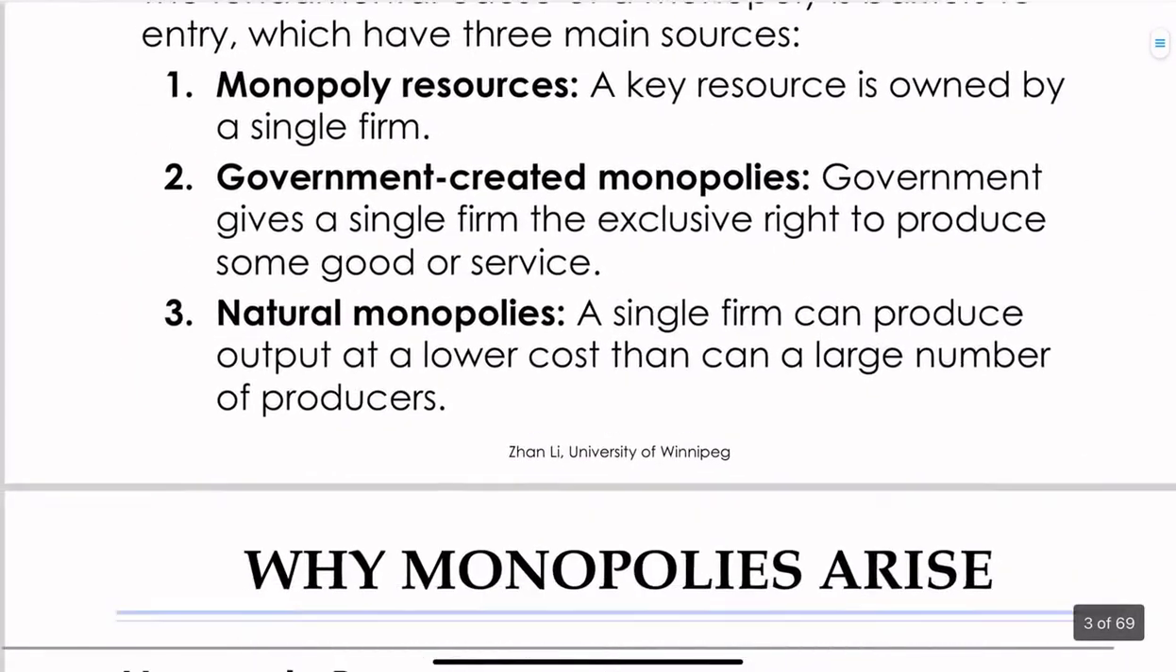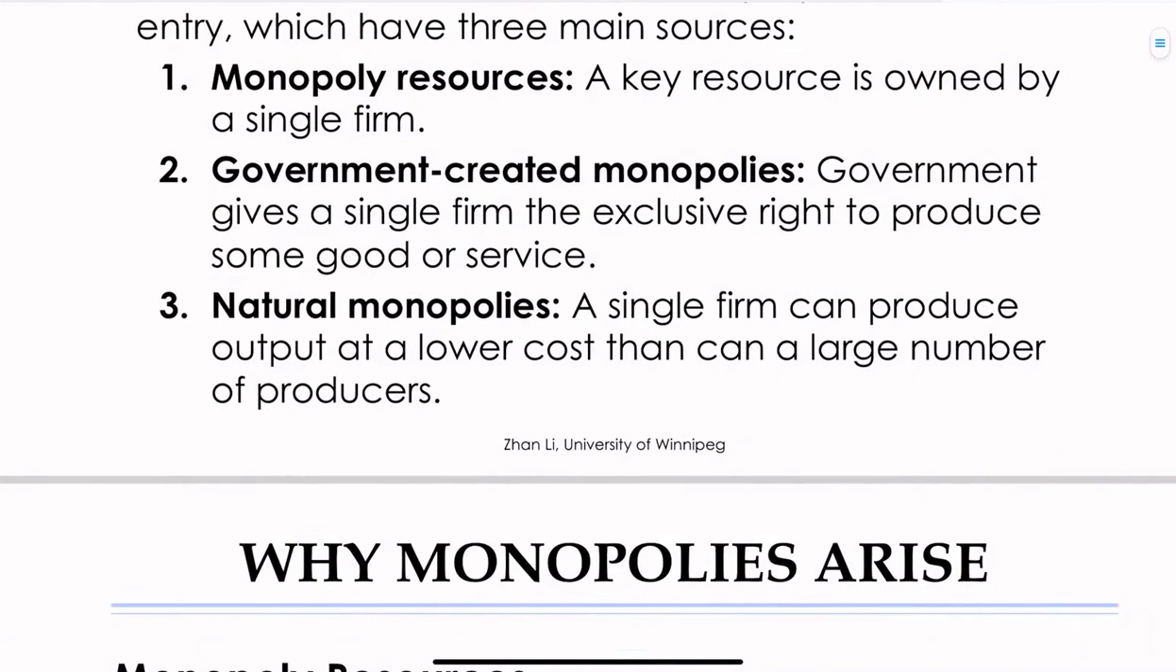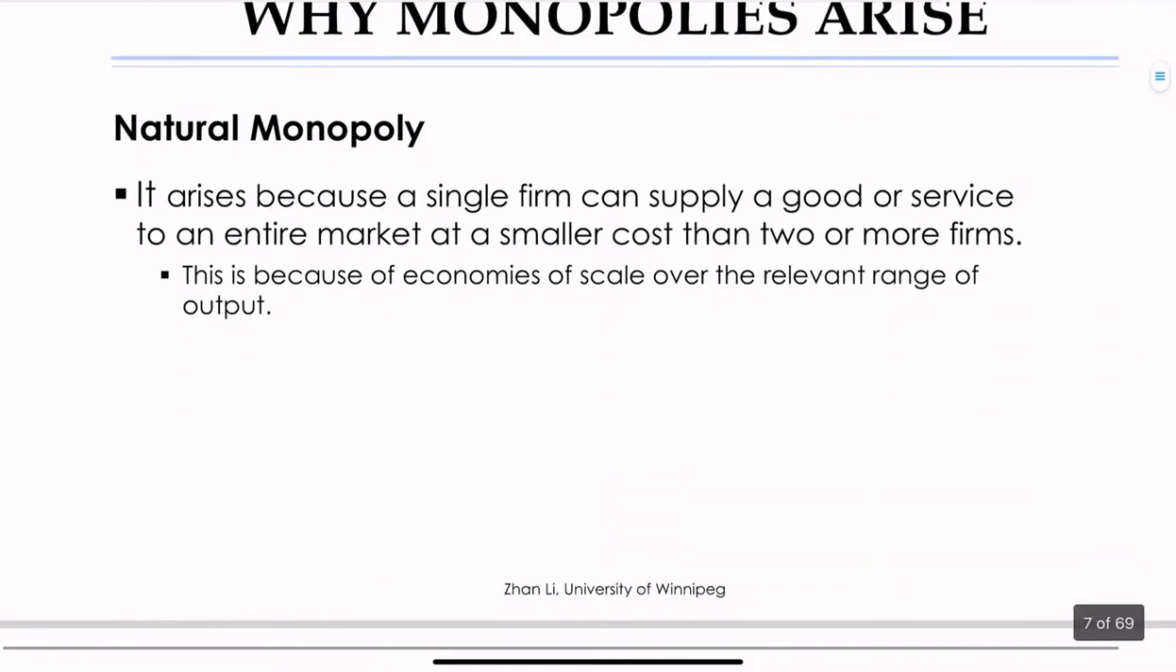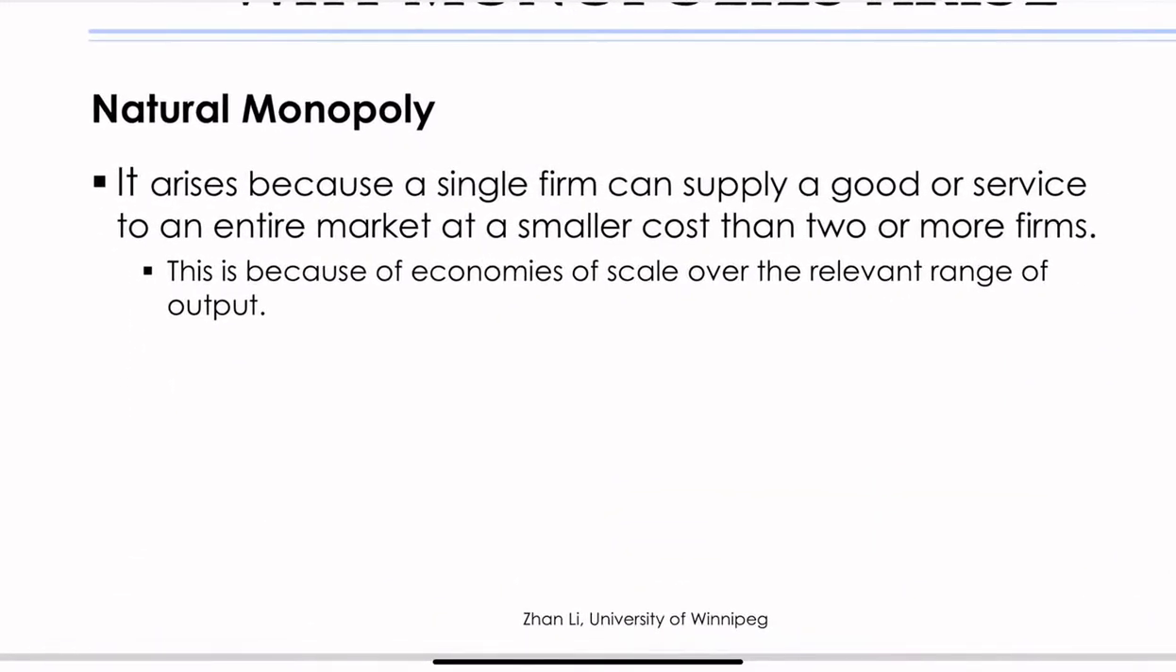Okay. The third reason is called natural monopoly. This type of monopoly arises because of technological reasons. To be more specific, if a single firm can produce output at a lower cost than a larger number of firms, then this monopoly will arise and it will be called natural monopoly. So let's see how this works. Essentially, natural monopoly arises because a single firm has a smaller cost than two or more firms. And the fundamental reason is the economies of scale.